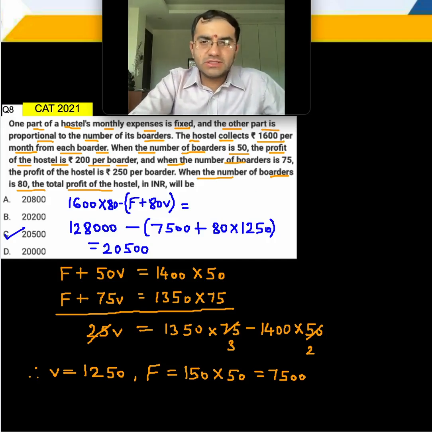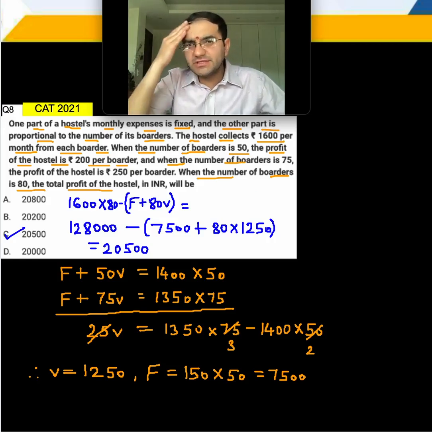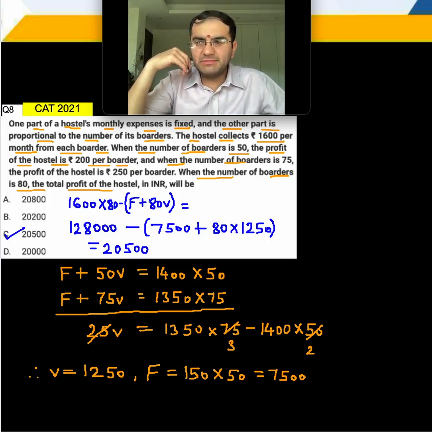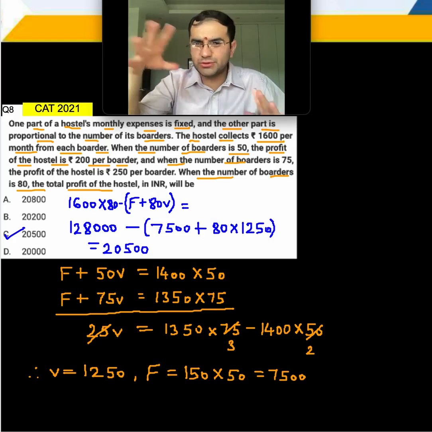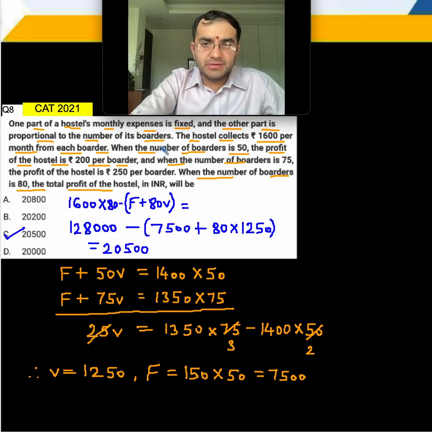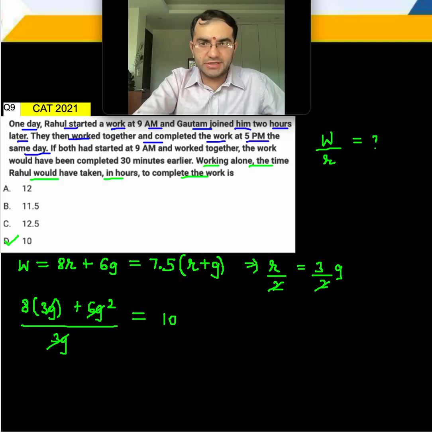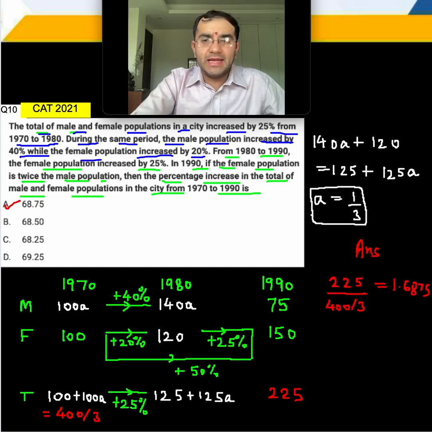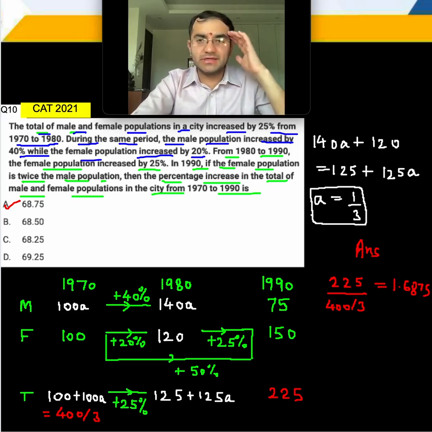This was moderate level में जाएगा. This kind of question has been seen many times before, just normal fixed and variable costs, but they changed it a little bit by talking about profit per border, so that made it a little tricky. Again time and work का question काफ़ी आसान था, very much doable, and then things started becoming a little difficult.